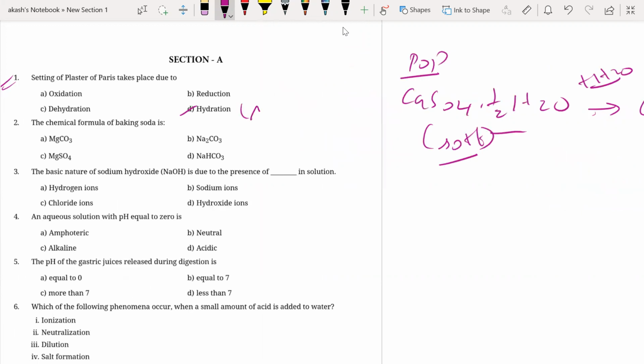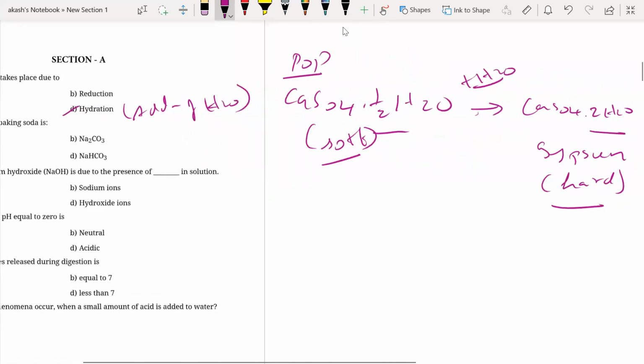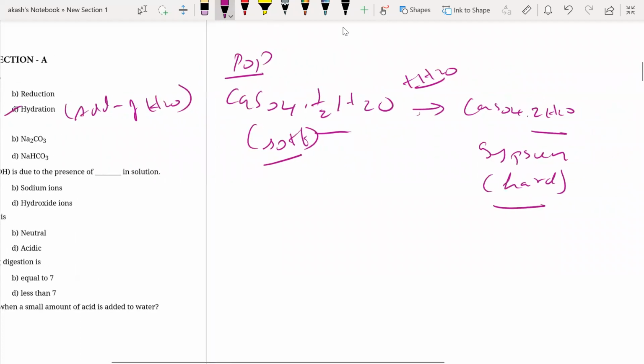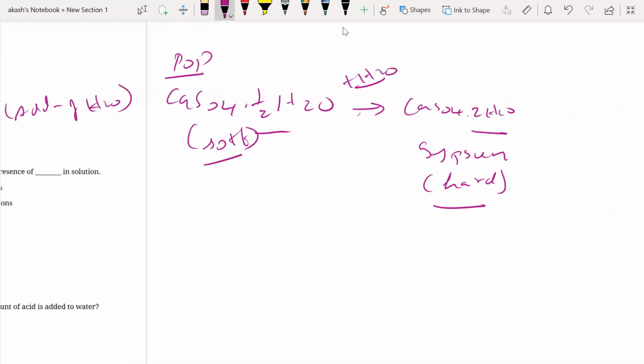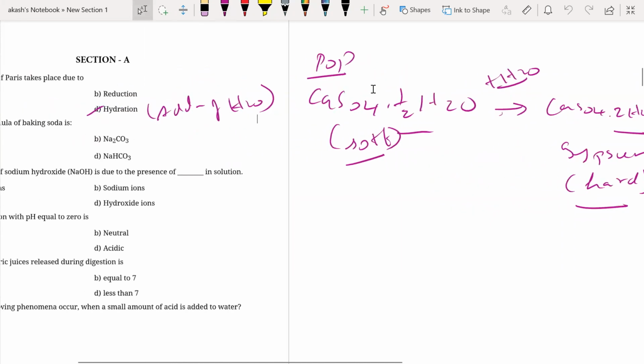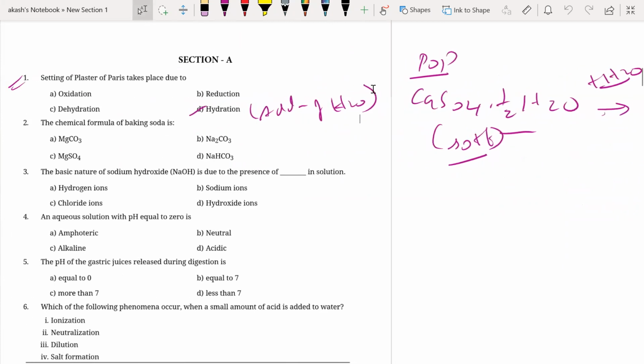What is hydration? Hydration is addition of water. So if you add water to plaster of Paris, that is CaSO4.1/2 H2O, it will set, it will become stronger after a point to become CaSO4.2H2O. That is nothing but gypsum. And what are you adding? You're adding water to this. So that kind of reaction is what is called hydration.